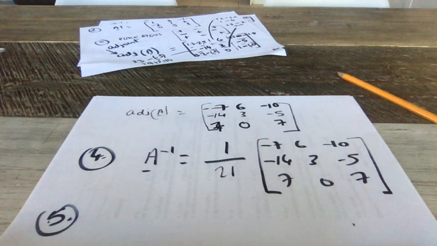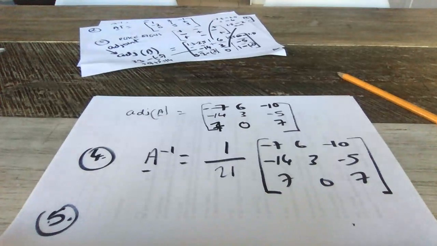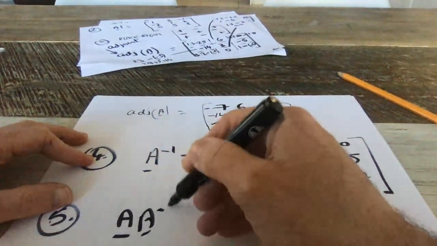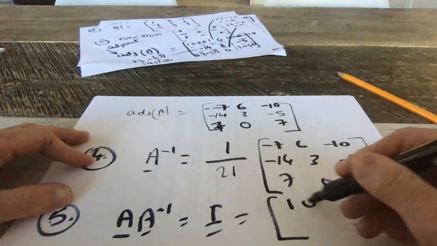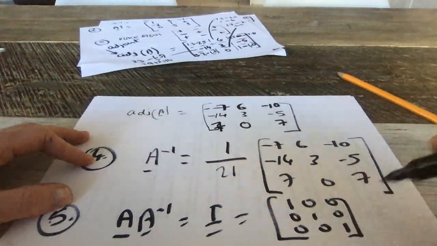But you must do this. If I ask you to do this in the exam, definitely do this. Check your answer. So make sure that when you multiply A by A inverse, you get I, which in this case, because we're talking about 3 by 3 matrices, will be this. Make sure you do this.